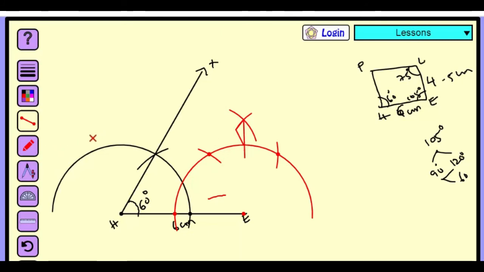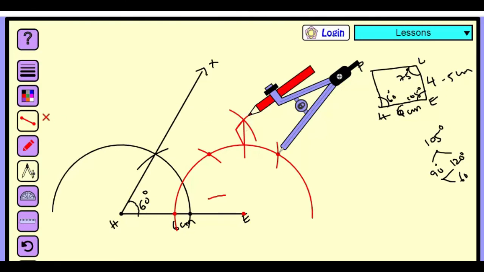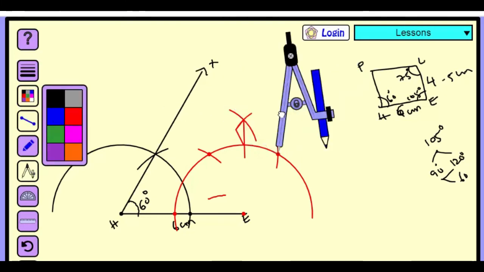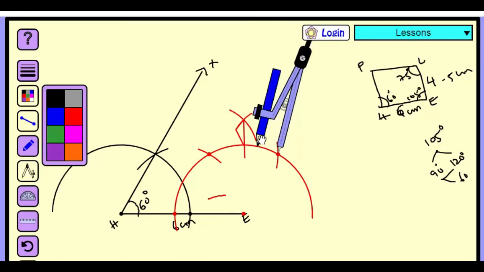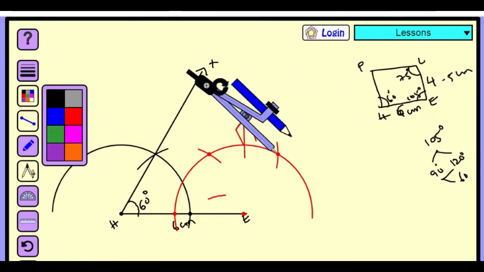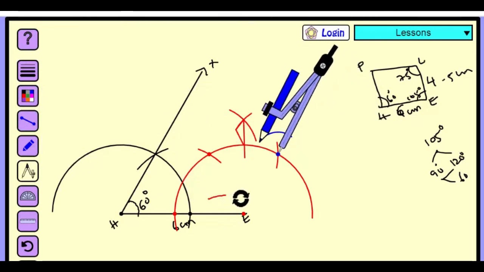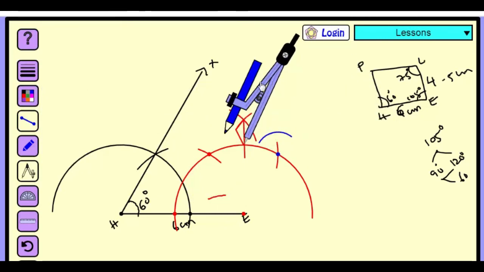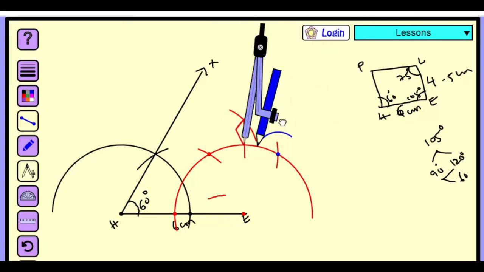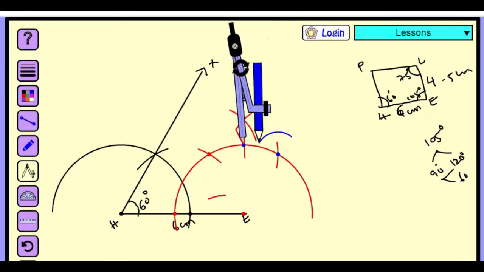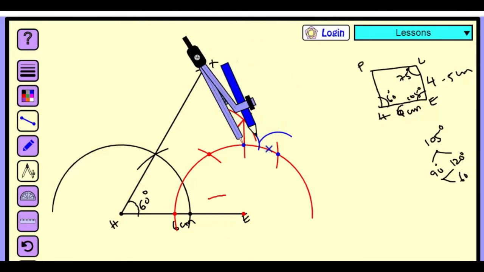Now we are going to bisect this 90 and 120. For that, take the compass radius more than half of the length from 90 to 120, and with 120 as the center, draw an arc. Now with 90 as the center, draw another arc which cuts the previous arc at a point. These two arcs intersect at the point of 105 degrees.